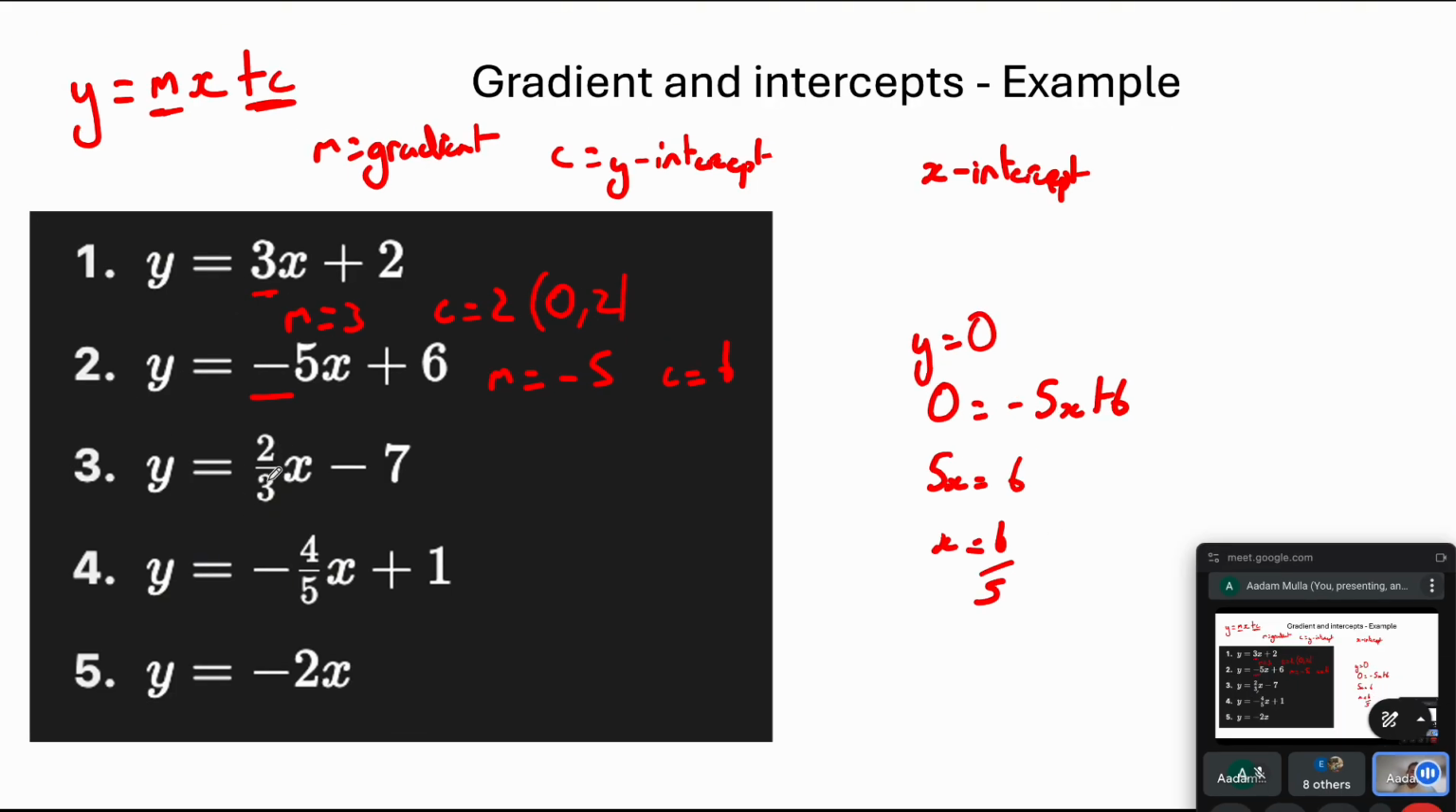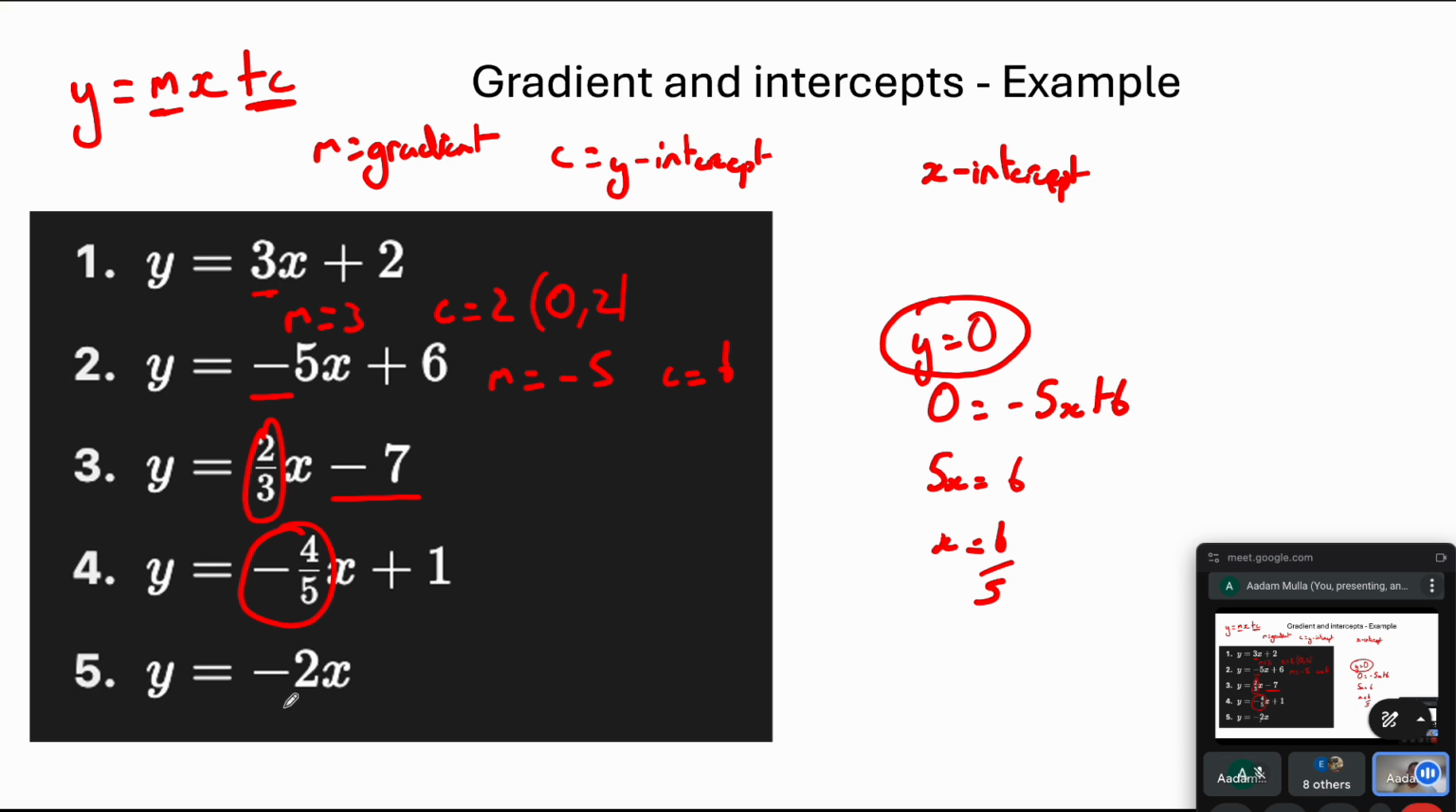So the next one, I'll do it a little bit quicker. M would be 2/3, this bit for the x. The y-intercept will be negative 7. And if I wanted to find the x-intercept, I would substitute y equals 0. So maybe if you might know m and c, but you might not know how to find the x-intercept, you just substitute y equals 0. For number 4, m would be negative 4 over 5. The y-intercept would be 1. And if you wanted the x-intercept, you can use Desmos or just substitute y equals 0.